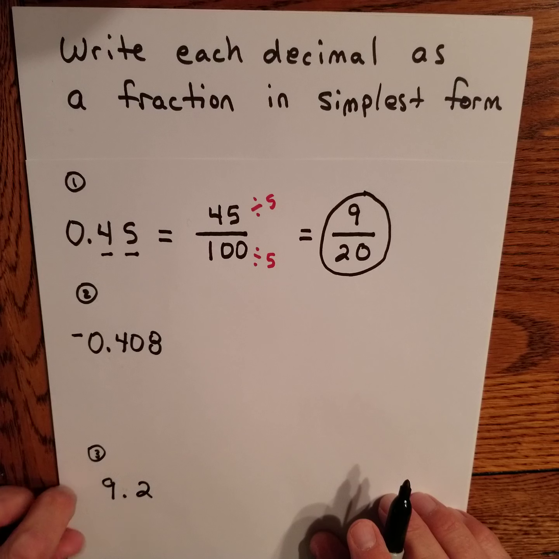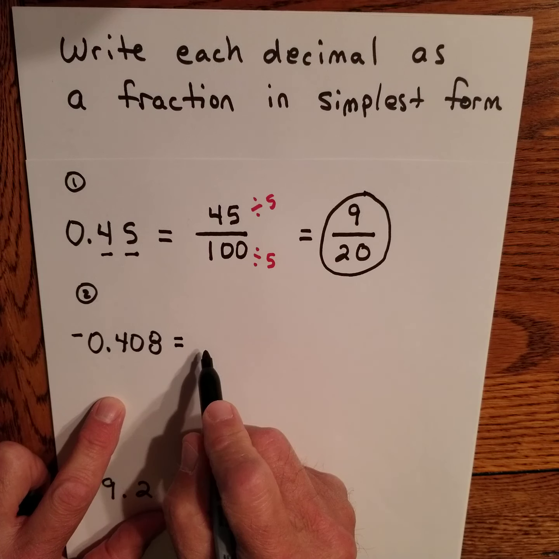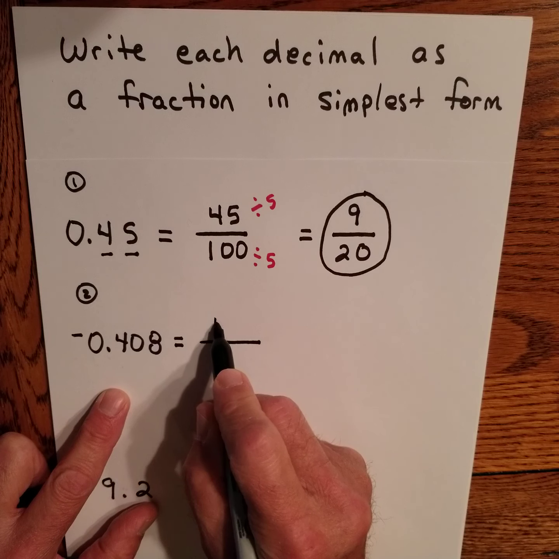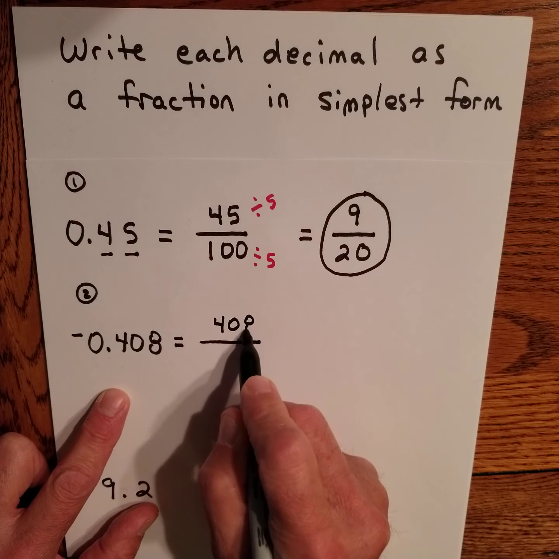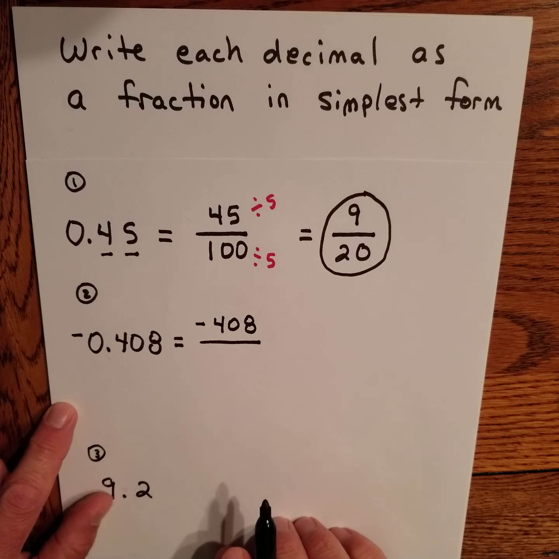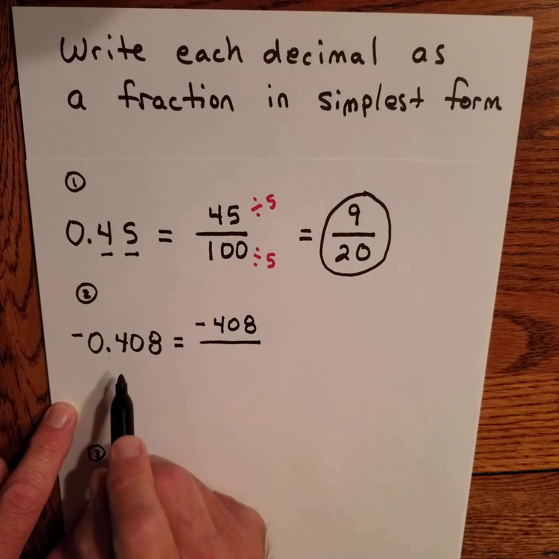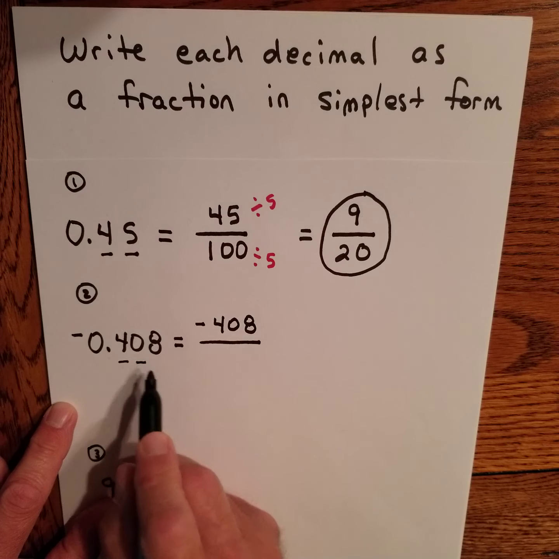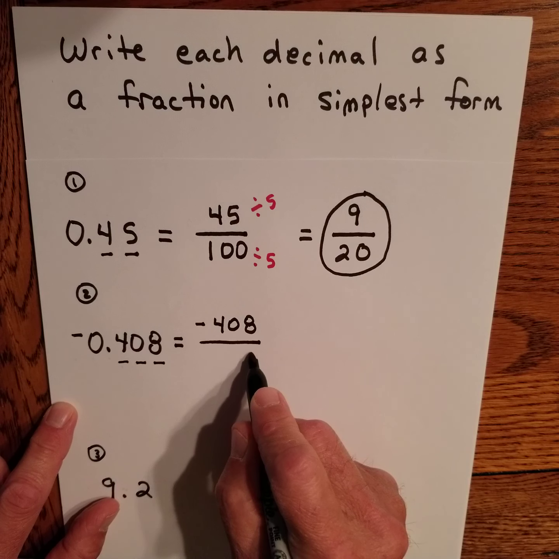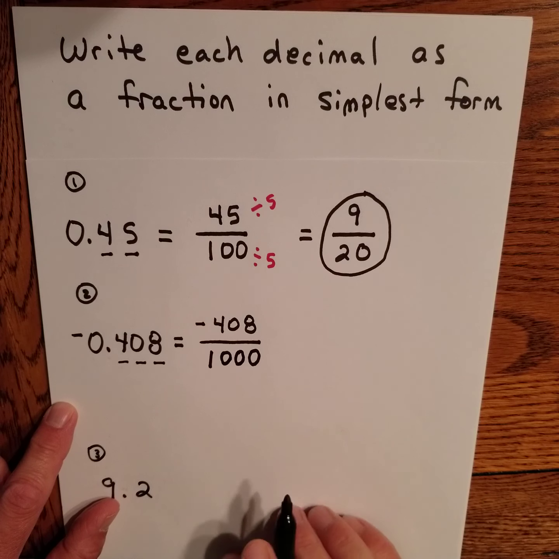Let's try it again for number 2. For number 2, I have negative 0.408. Put the 408 in the numerator. I notice that it's negative, so I'll put the negative in the numerator as well. Now count the number of place values behind the decimal point. There's 1, 2, 3. 3 place values behind the decimal point means 3 zeros in my answer.